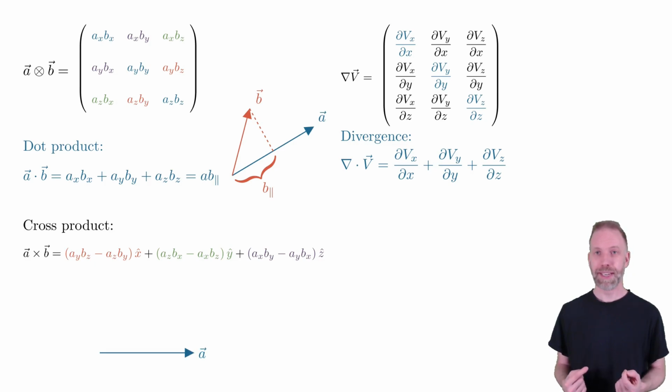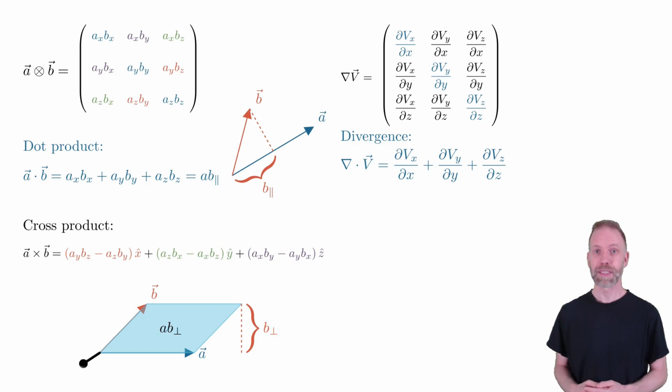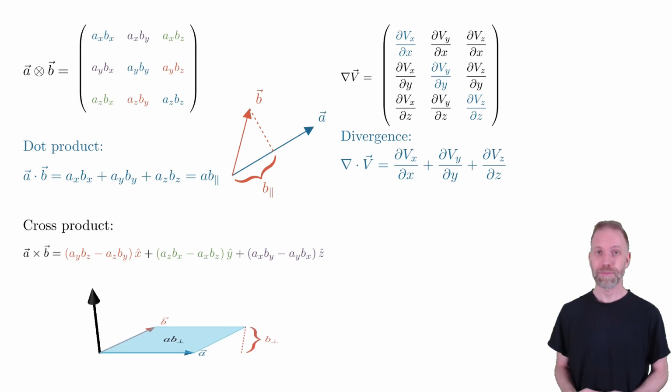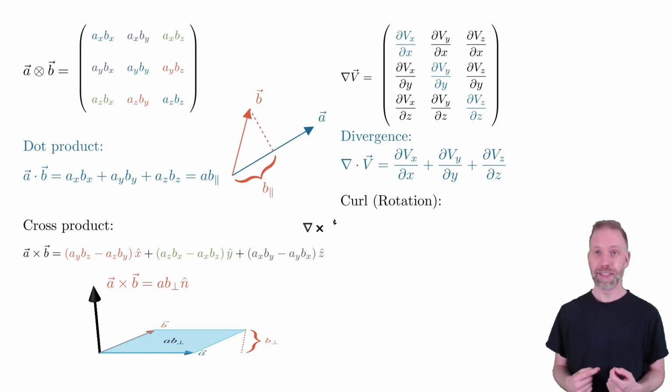The geometric interpretation of the cross product is that its length is given by the area of the parallelogram with the two vectors as sides, or a multiplication with the perpendicular parts of the vectors. Its direction is the normal vector of the parallelogram. The corresponding operation for differentiation is called the curl, or the rotation, written as nabla cross v. It will consist of the off-diagonal elements the same way as for the cross product.